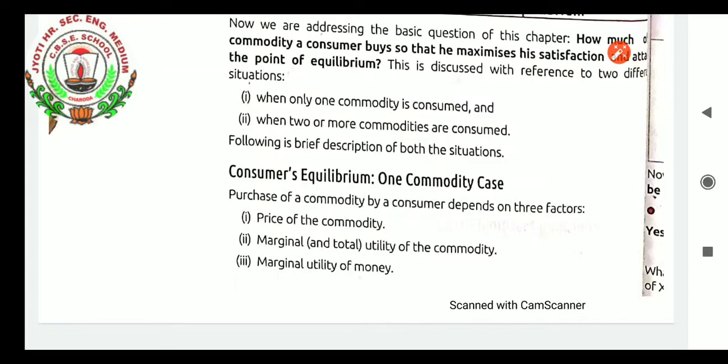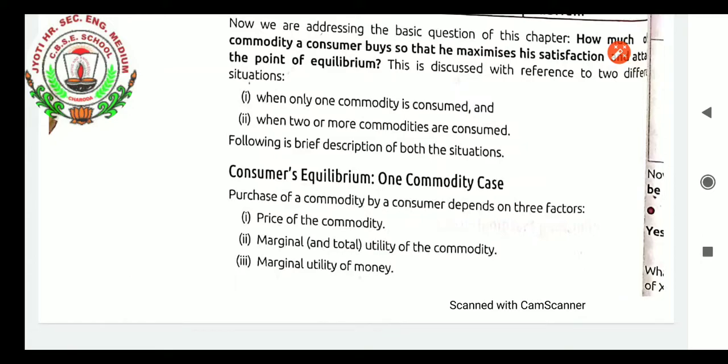What is the price of the commodity? The price of the commodity plays a very vital role, students. Seeing the price, the consumer can think about whether he can afford the goods or not. If the goods are affordable and you can purchase 2 units with the given income, you will purchase 2. If the price allows 3 units, then 3 can be consumed. So that is the price of the commodity, students.